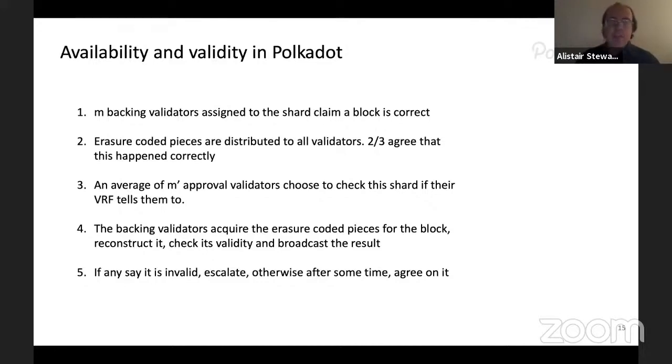And they're going to be able to get hold of the block. They might have to reconstruct it from erasure coding. And then they're going to check its validity and tell us if it's correct. And if any of them say it's invalid, then just like this challenge thing, we escalate. Otherwise, after some period, we're going to agree on it.